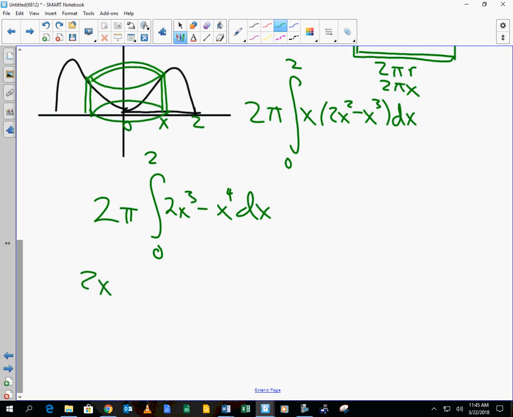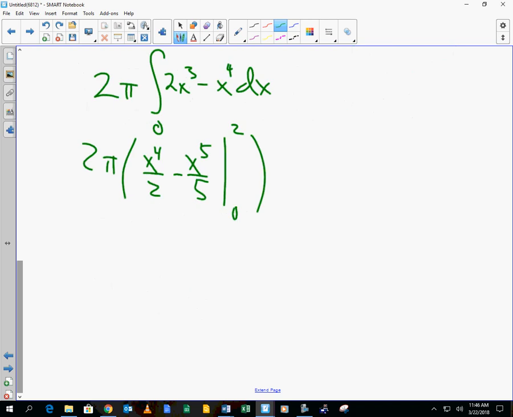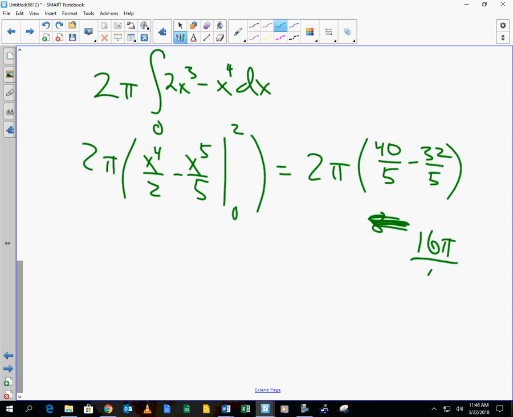Antiderivative of 2x to the third. x to the fourth over 2 minus x to the fifth over 5. Evaluate at 2 and 0. Plug in 2 to the fourth. What is 2 to the fourth? 16 divided by 2 is 8, and that will be 40 over 5. Plug in 2 to the fifth is 32, so 32 over 5. Okay, 8 is 40 over 5, so we get 16 pi over 5. For cylindrical shells? Yes.